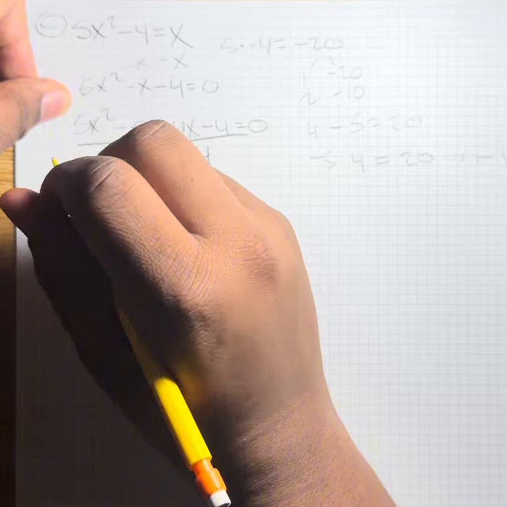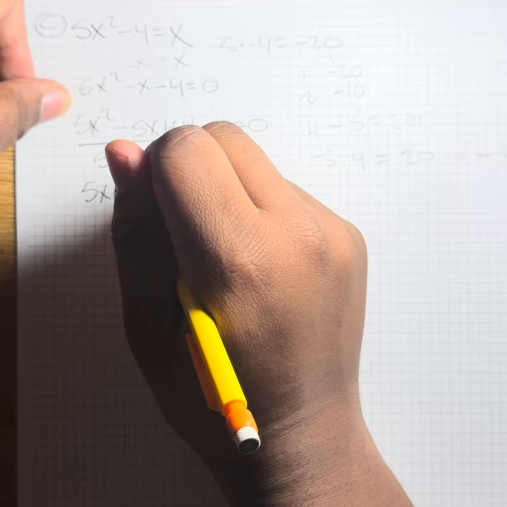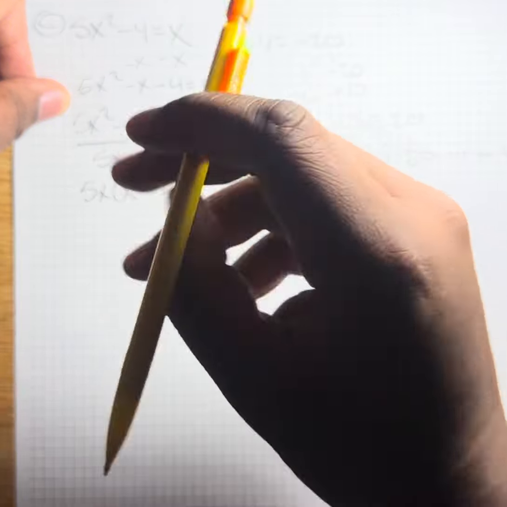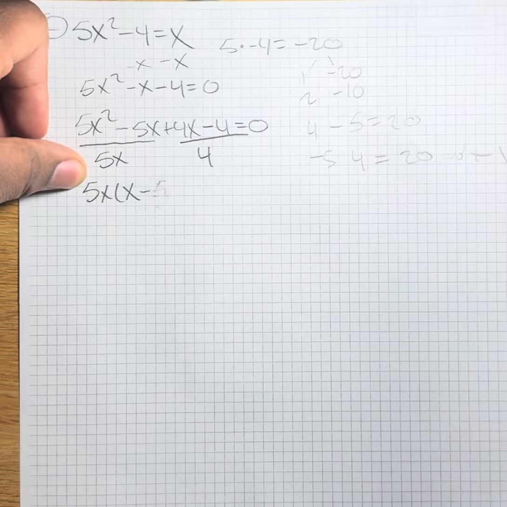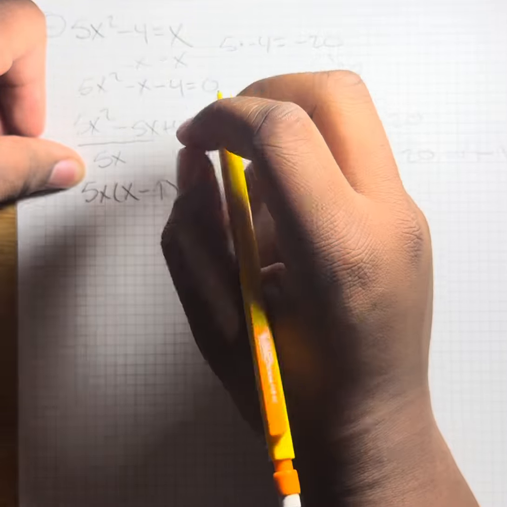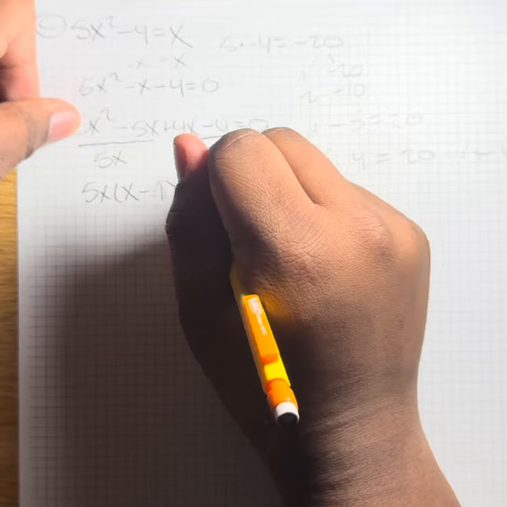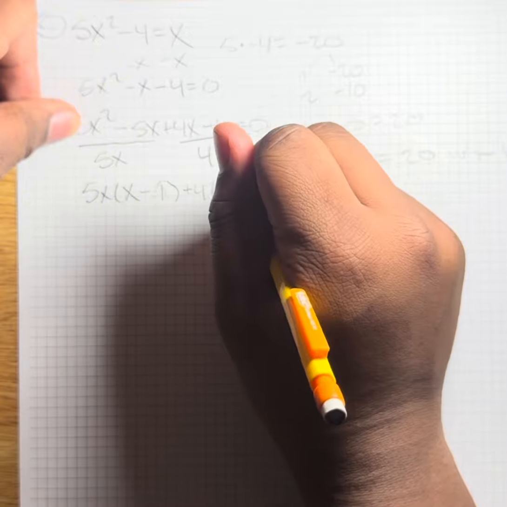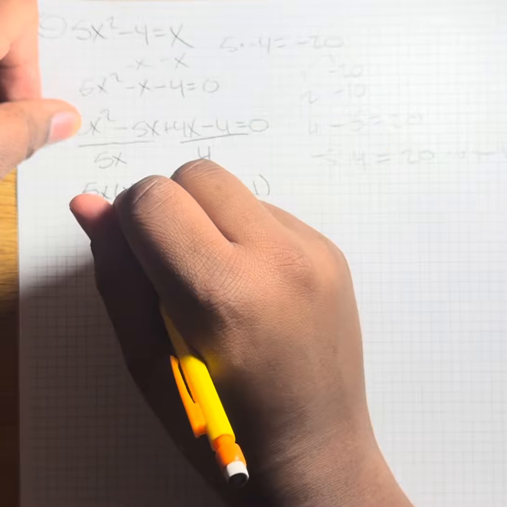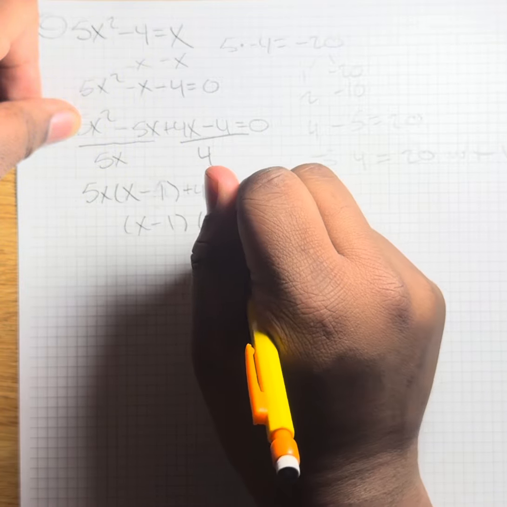So we can rewrite this as 5x times x minus 1, and we can rewrite this side as positive 4 times x minus 1. And our factors would be x minus 1 and 5x plus 4.